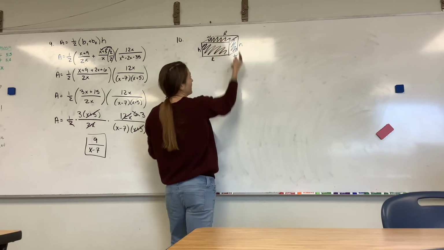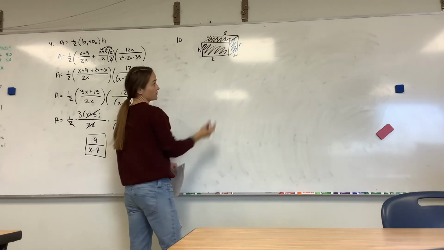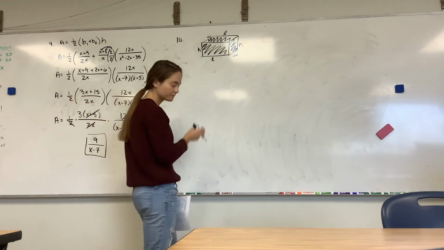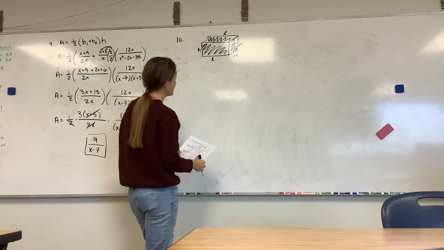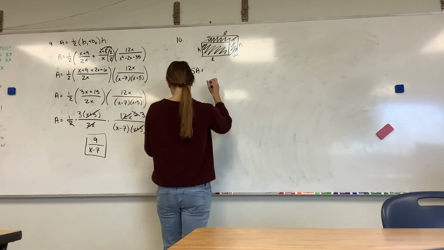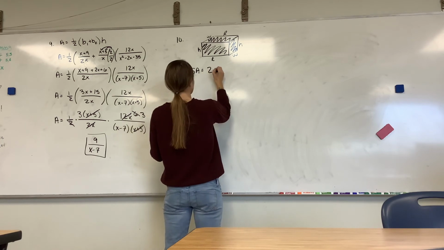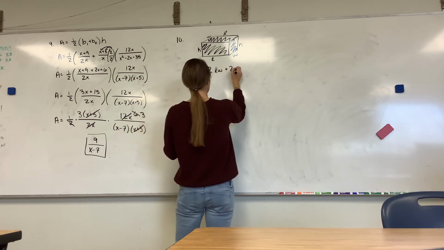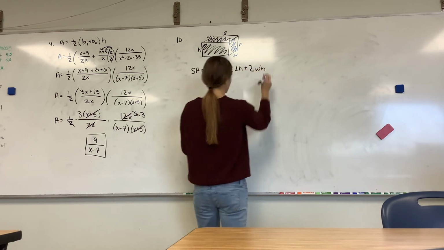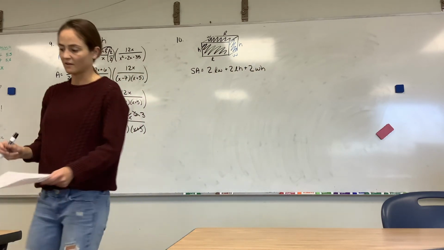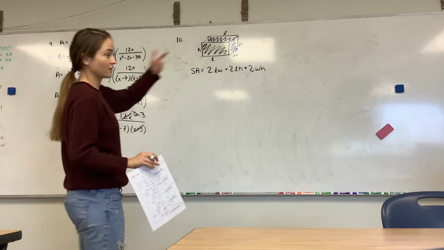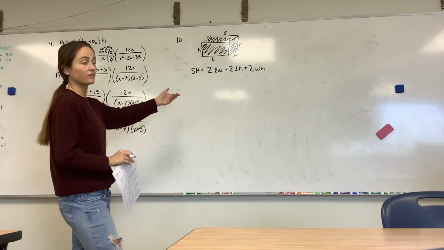I would do that, but then I have to add another one because there's one on the bottom. So the equation for the surface area of a prism is 2 times length times width plus 2 times length times height plus 2 times width times height, because that is the area of every single face, and then realizing that there's an exact same area on the other side of the cube.